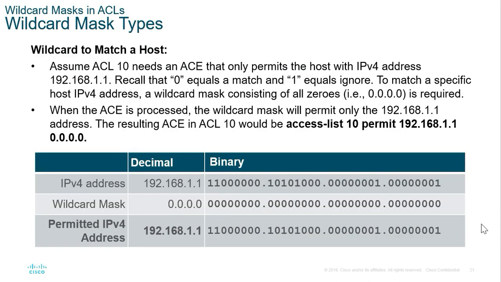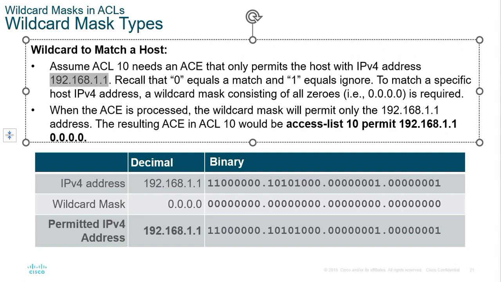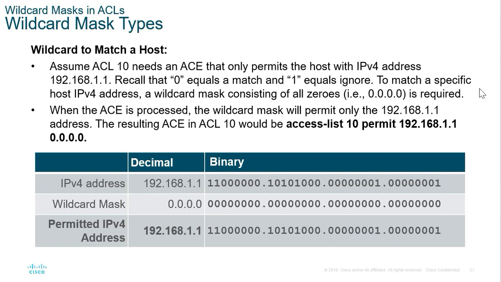Okay, so this is the long form of the example that I explained just now. For example, dalam ACE kita ada statement untuk permit the host with IPv4 address 192.168.1.1. So, kita mesti match IP ini sahaja. Right, 192.168.1.1 sahaja. So, kita nak gunakan wildcard mask apa untuk kita exactly match. So, kita gunakan 0.0.0.0.